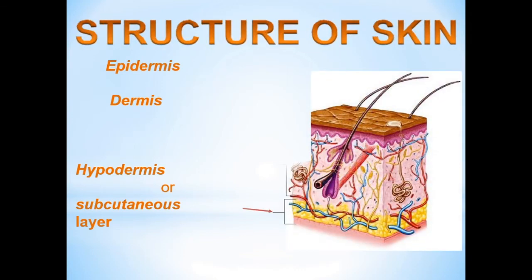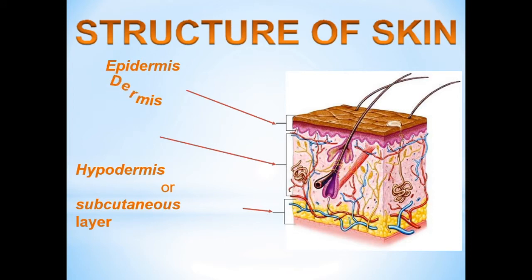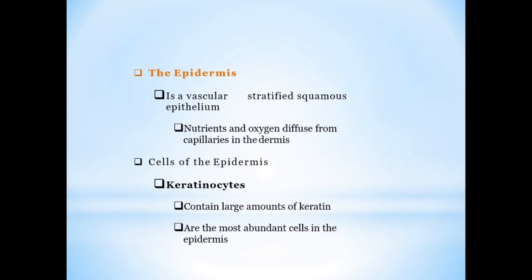Now, this diagram will show the three layers of the skin. The first layer is epidermis, which is the outermost layer of the skin. The second layer is dermis. It is the largest layer of the skin. And at last, there is presence of hypodermis, also called the subcutaneous layer, which is present below the dermal layer.